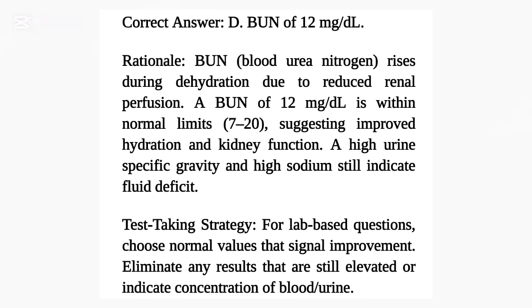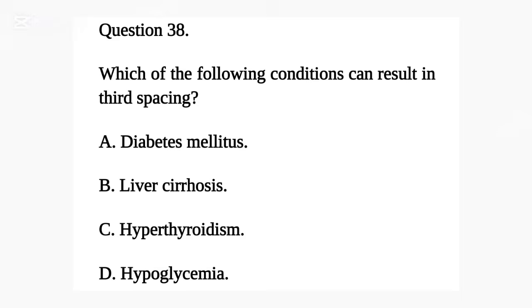Rationale. BUN, blood urea nitrogen, rises during dehydration due to reduced renal perfusion. A BUN of 12 milligrams per deciliter is within normal limits, 7 to 20, suggesting improved hydration and kidney function. A high urine-specific gravity and high sodium still indicate fluid deficit. Test-taking strategy. For lab-based questions, choose normal values that signal improvement. Eliminate any results that are still elevated or indicate concentration of blood or urine.